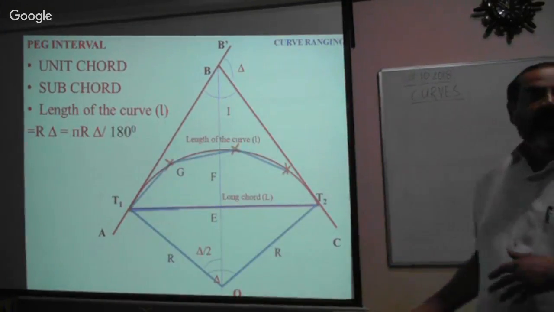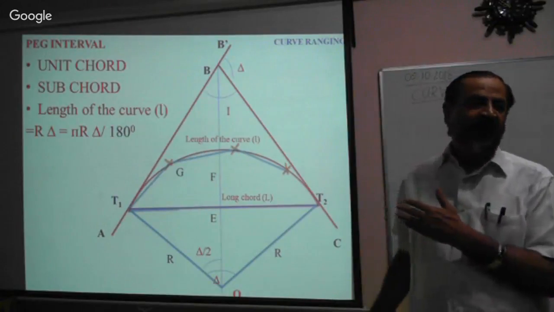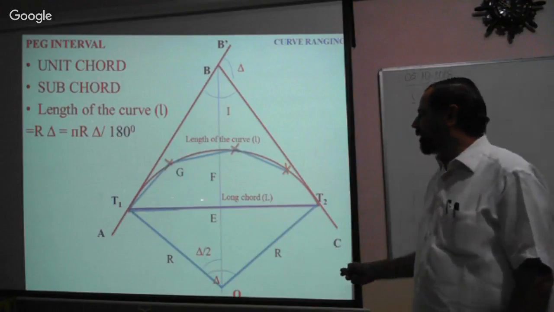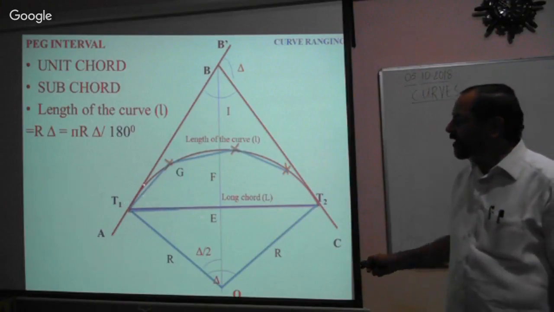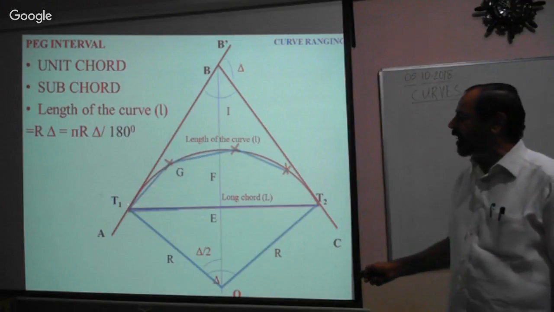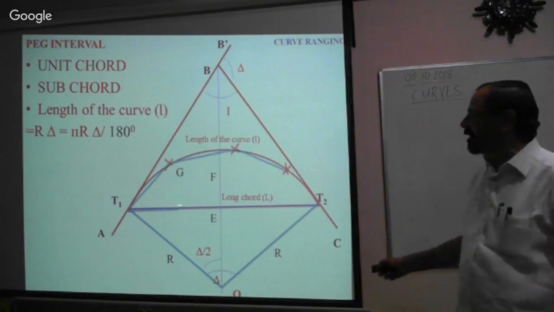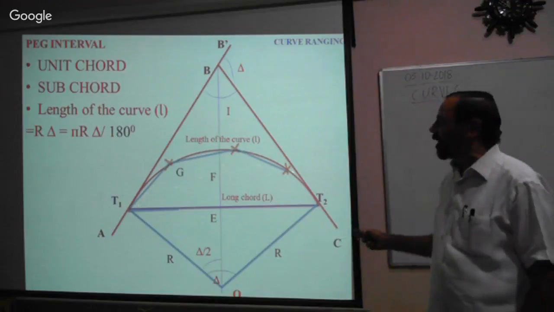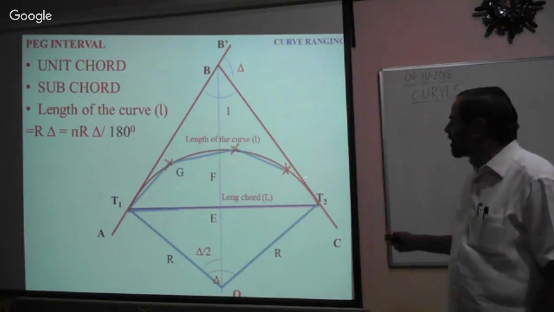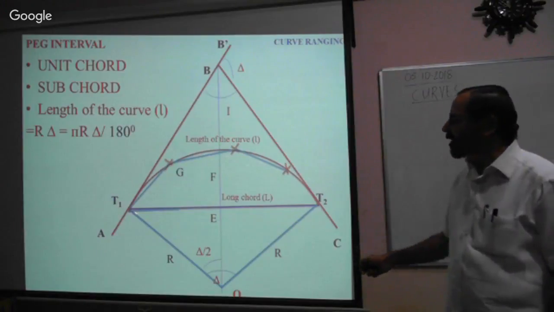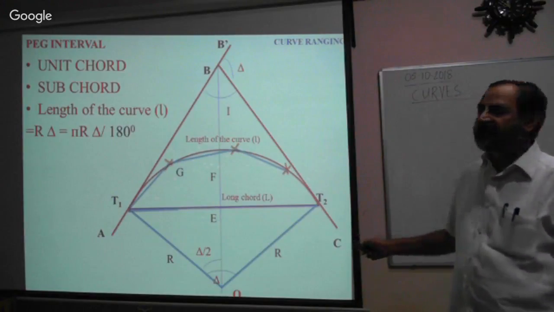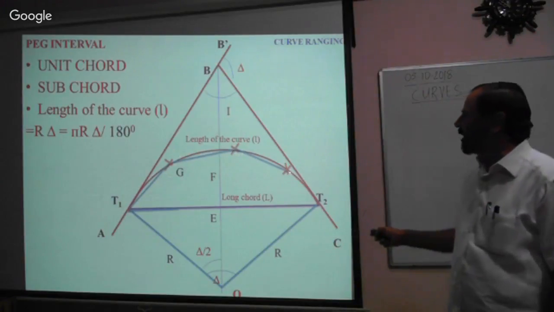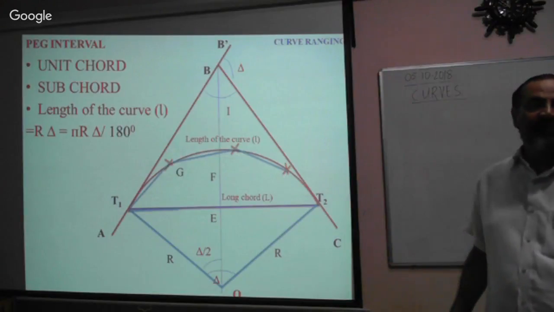Before doing that, one should understand this carefully. Here is one unit chord and sub chord. This is the long chord. If you divide this, a number of chords can be drawn. From here to here, if you draw a line, this is another chord. If you draw another line from here to here, this is another chord. Like this, there are a number of chords.